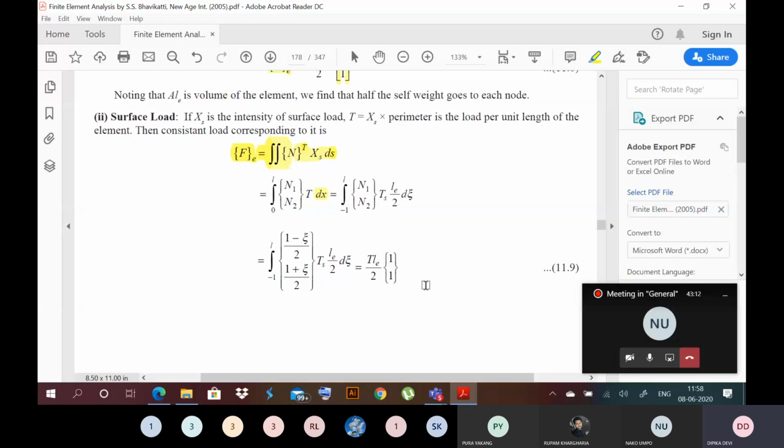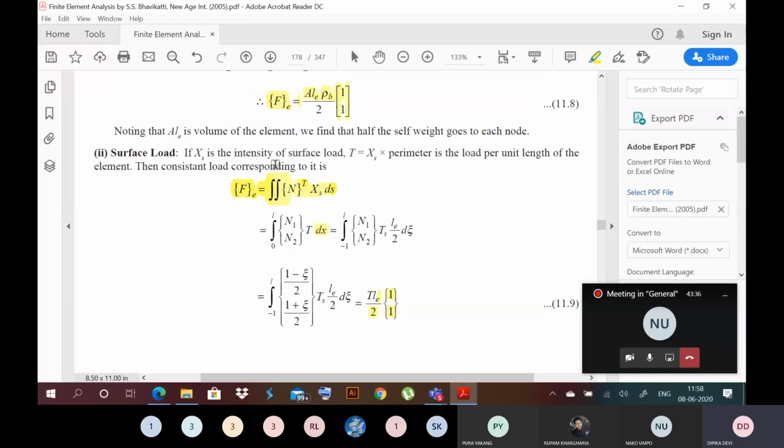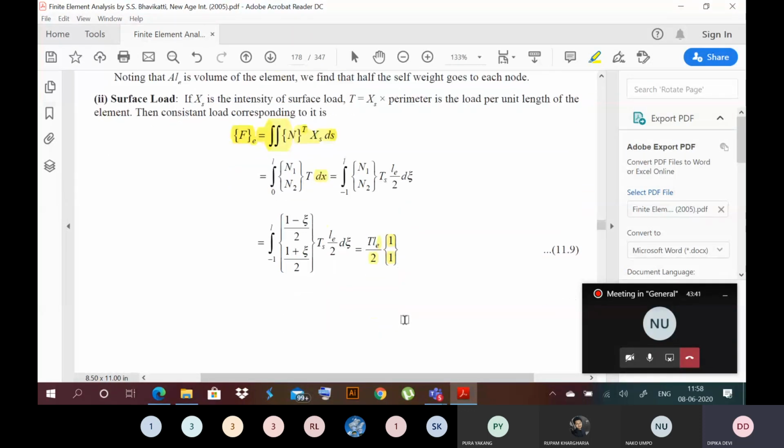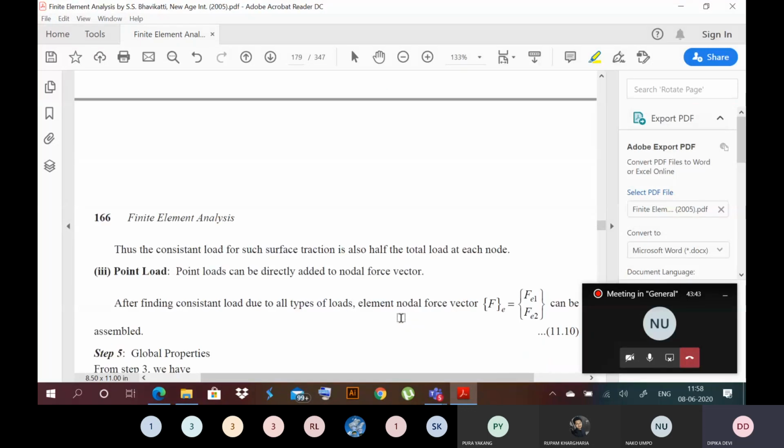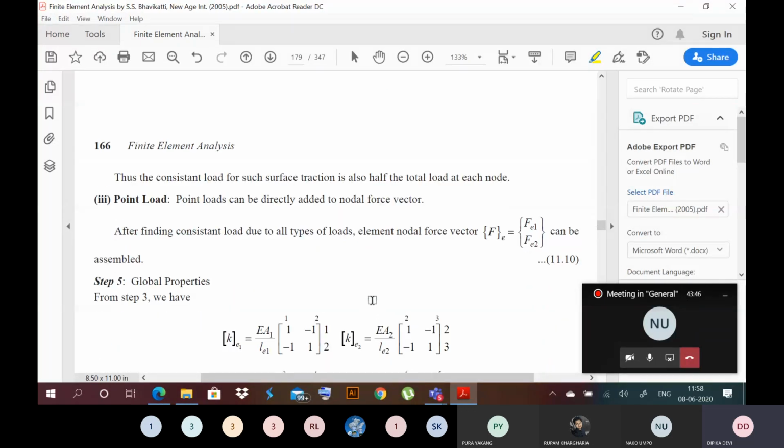So it will be a vector. So T into Le is nothing but the total surface traction acting on the element. So what we see is that half of this total surface traction will be contributed at each node. So this is my consistent load vector due to surface traction. Here you can write FSE, and the previous one you can write FBE. That is for body force, and this is for surface traction. Okay, so that way we can find out the consistent load vector.